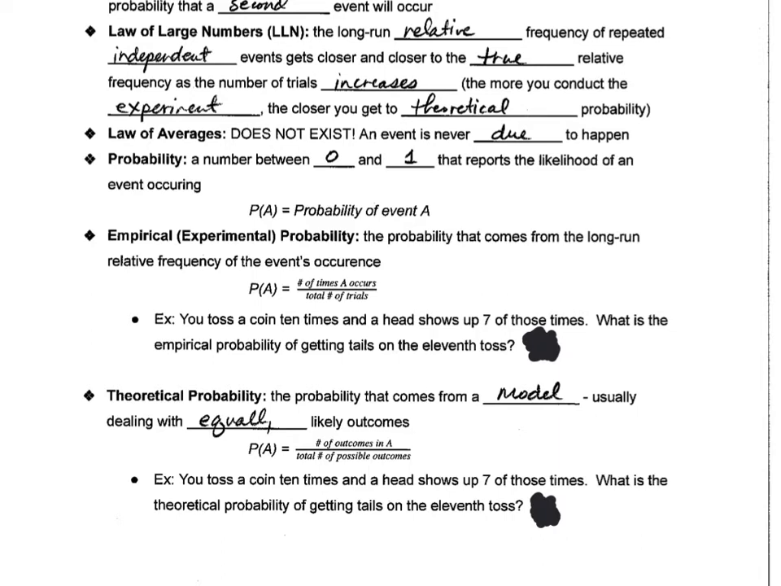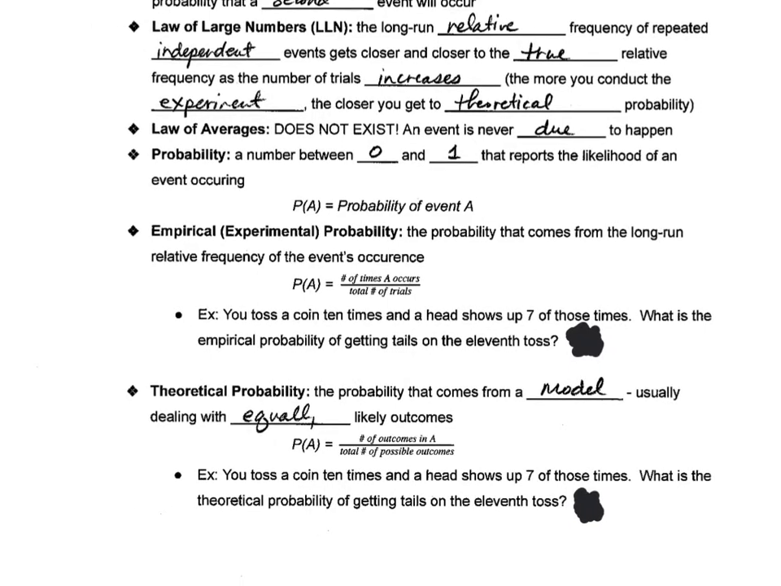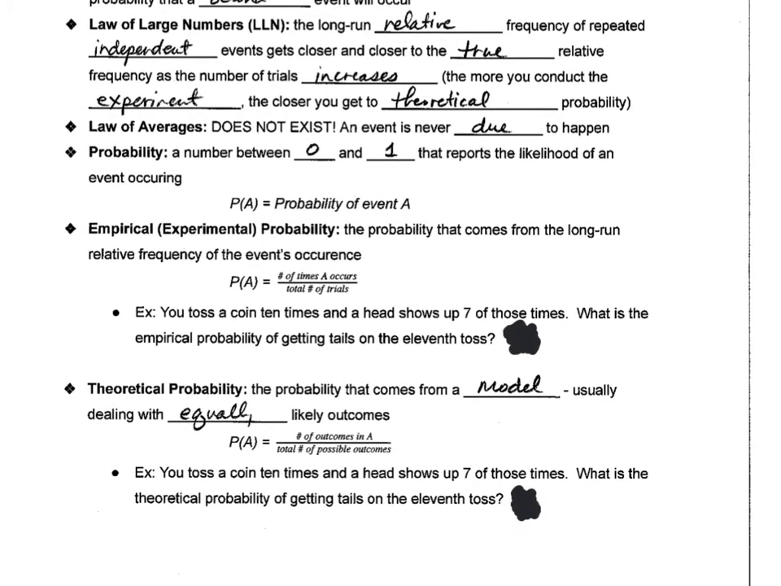Okay, so, empirical probability. The experimental or empirical probability is the probability that comes from the long-run relative frequency of the event's occurrence. So how do I find the probability using experimental probability? Well, I take the number of times an event A occurs over the total number of trials. For example, it says here you toss a coin 10 times and heads shows up 7 of those 10 times. What's the empirical probability of getting a tails on the 11th toss?